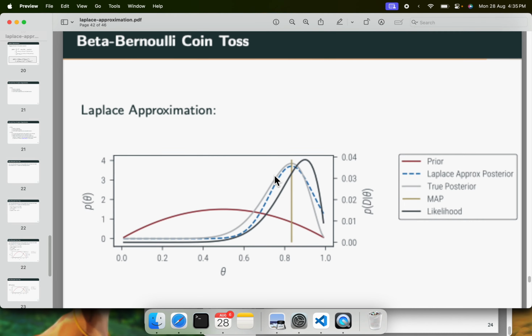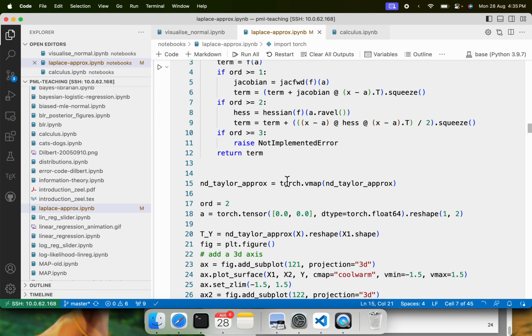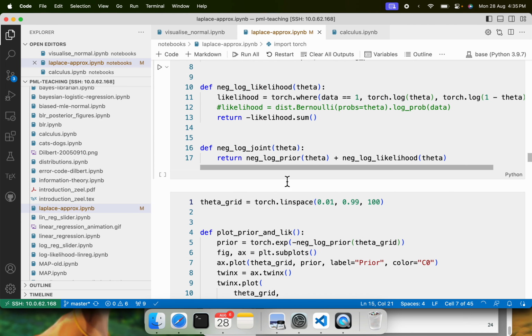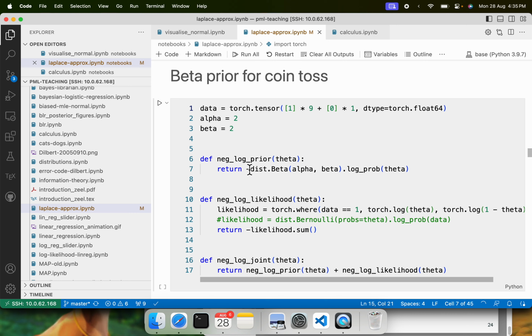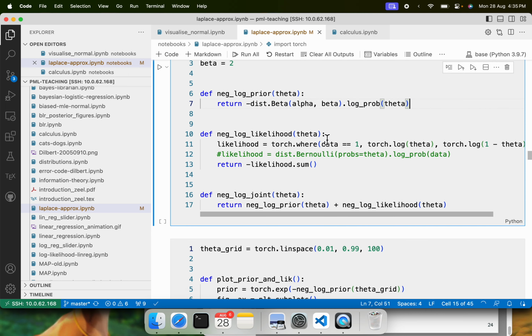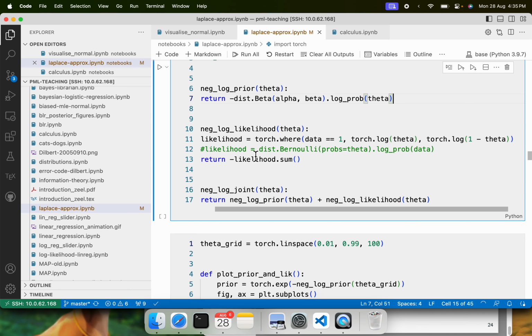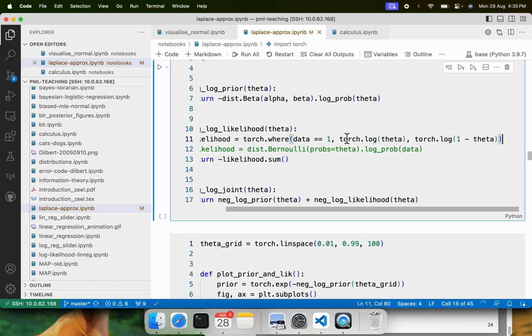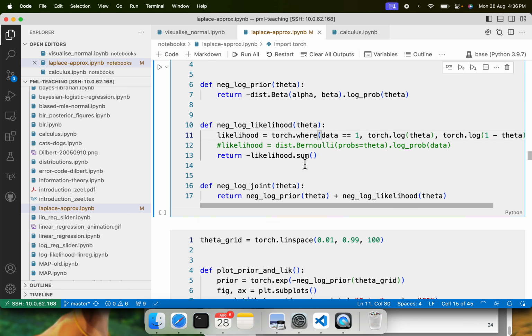Now we have already looked at a bunch of code. This is just going to show you that such calculations are not very difficult. First we need to define the negative log prior, which is just the beta distribution log prob at theta. We can then define the negative log likelihood. We could have defined it as dist.Bernoulli(probs=theta).log_prob(data), or we could also do it in a simpler way for certain cases. When data equals 1, then it's log theta, otherwise it's log of 1 minus theta. And then it's just the sum over all the data points.